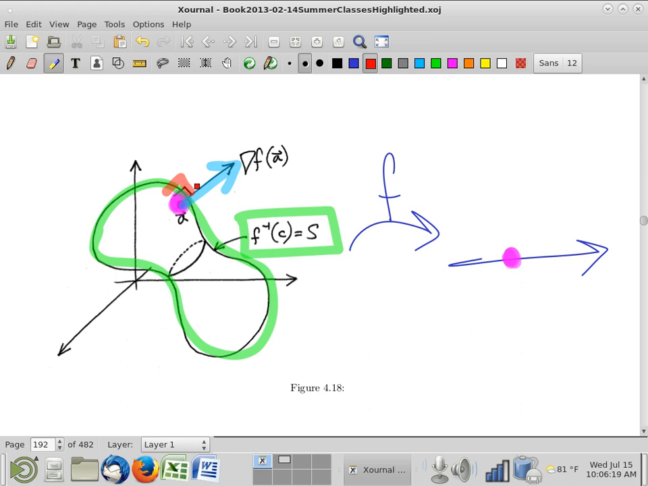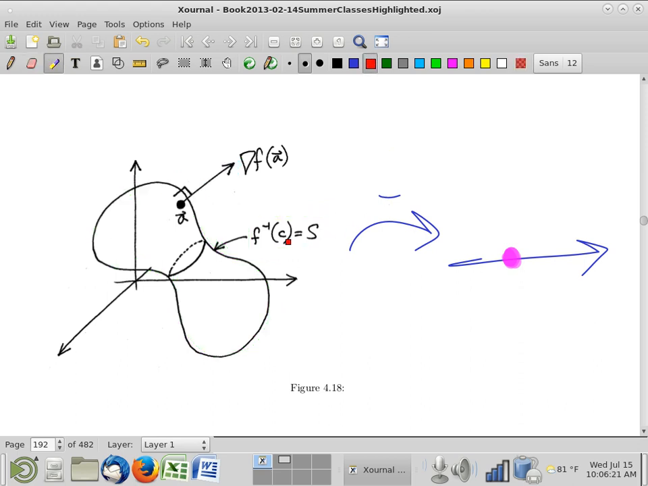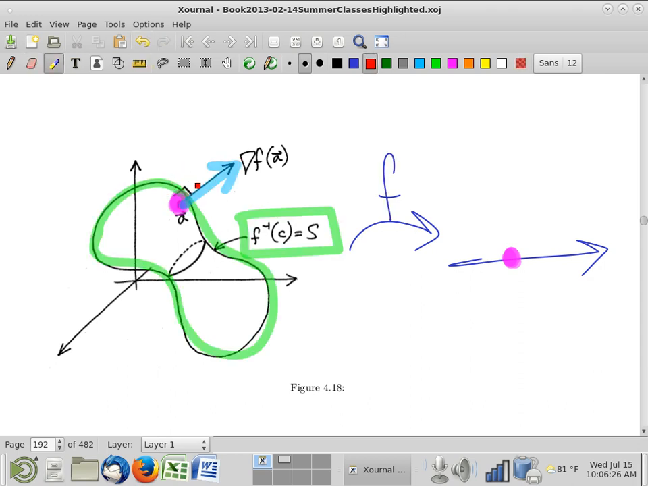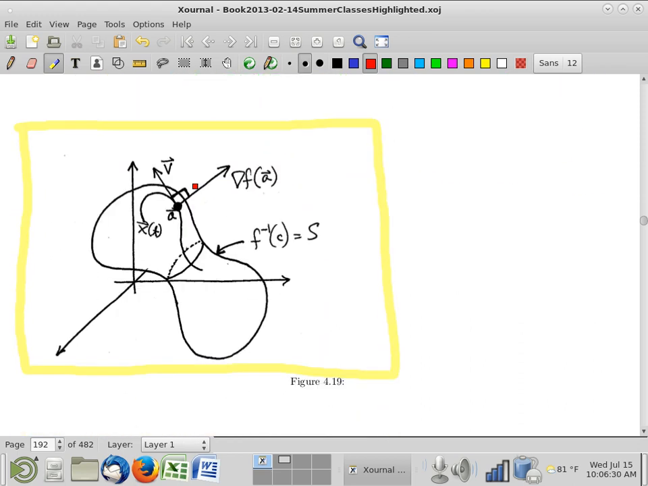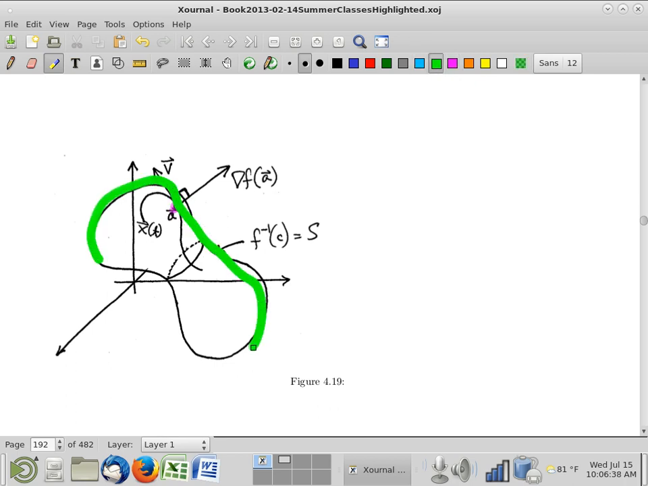So I want to show you why this is true. It turns out it's not such a hard proof. Maybe I'd better not delete that. Not such a hard proof. I'm going to come down here. The same picture. So got a point, a certain level set, and we've got a gradient vector.